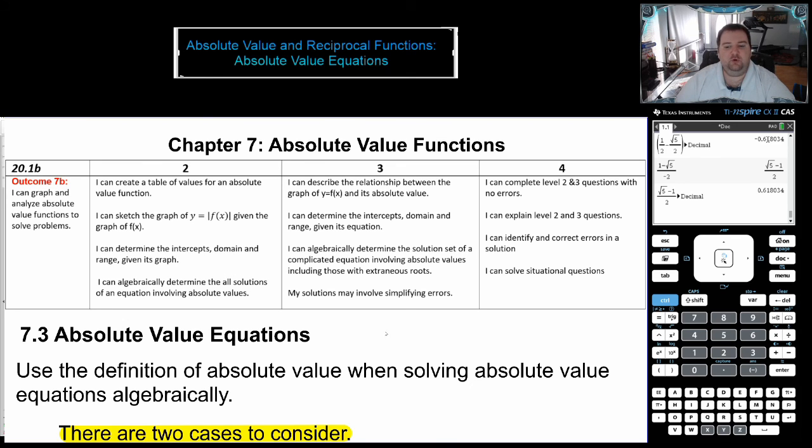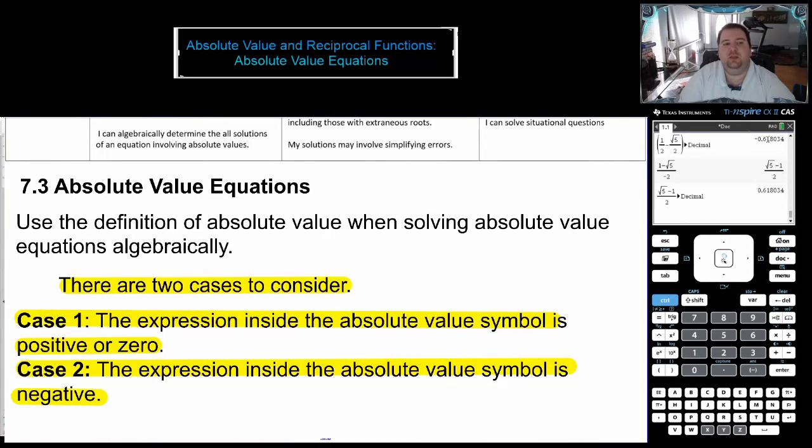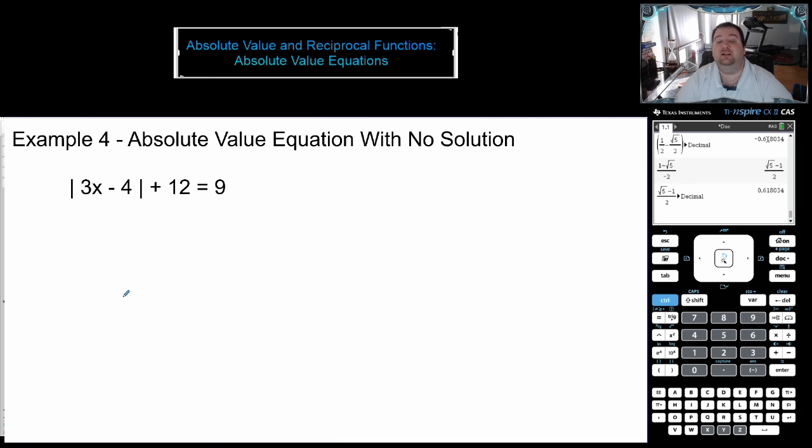Today we're going to be continuing our unit on absolute value functions and reciprocal functions. We're still looking at absolute value equations. Remember, we've been solving them algebraically and using our case-by-case analysis to determine what x will be when it's greater than or equal to 0 or less than 0. Let's get started on today's lesson.